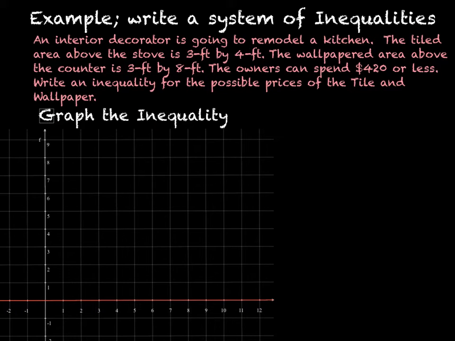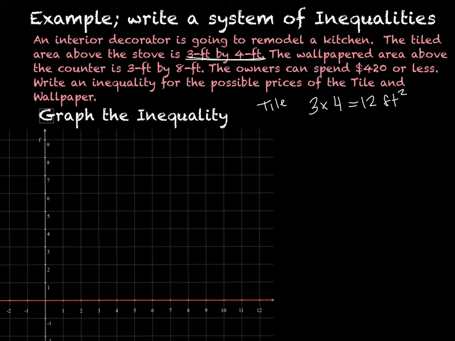Okay, so the first part here, an interior decorator is going to remodel a kitchen. The tiled area above the stove is 3 feet by 4 feet. So 3 by 4, that would be 12 feet squared. Okay, so that's just information that we have so far. So this is tile. We should probably write that.